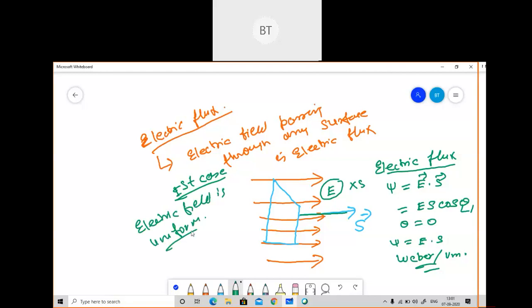Now moving on to the second case, where the electric field is not uniform and the surface is also not uniform. So now your doubt will be clear. I'll go to the second case.